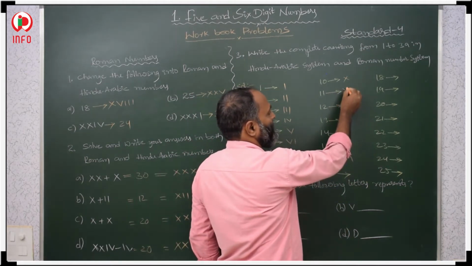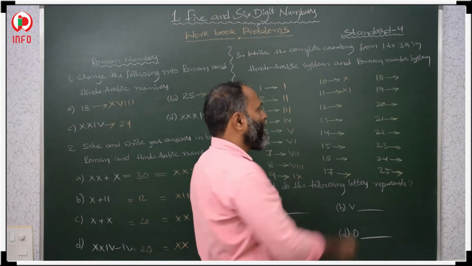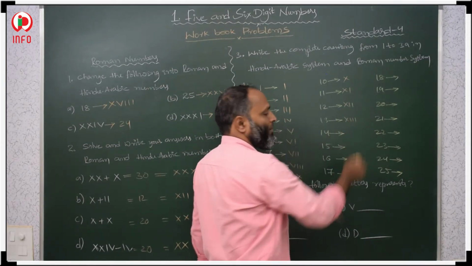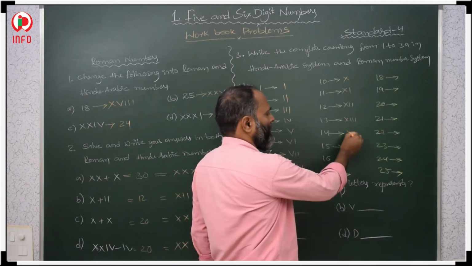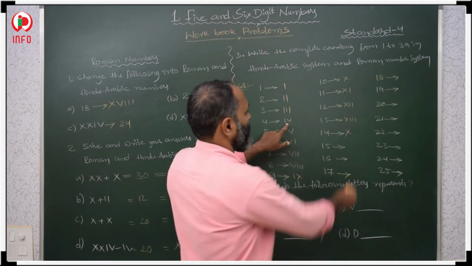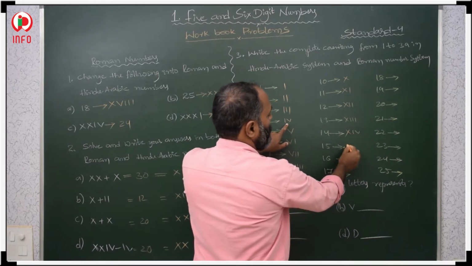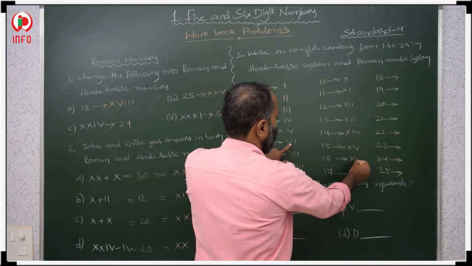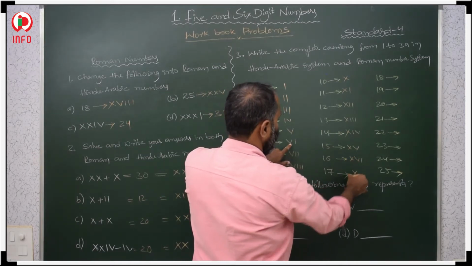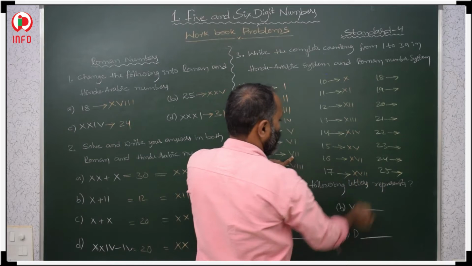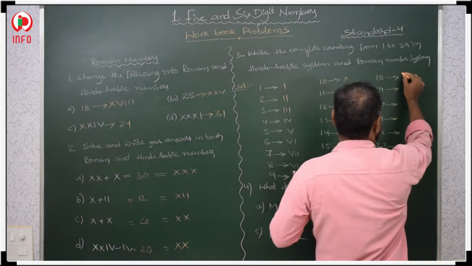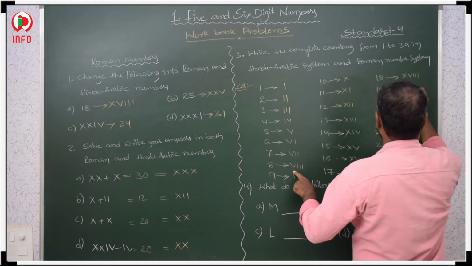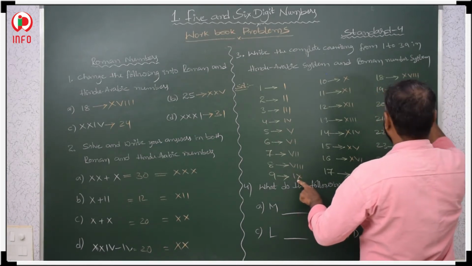11 means 10 plus 1. 12 means 10 plus 2, where 2 means 1 plus 1. 13 means 10 plus 3, which is 1 plus 1 plus 1. And 14, how is 4 written? Like this. And 15, 10 and 5, how? Like this. 16, 10 and 6, like this. 17, 10 plus 7, 7 is like this. 18, 10 and 8, how is 8? VIII. Then 19, 10 and 9, is IX.